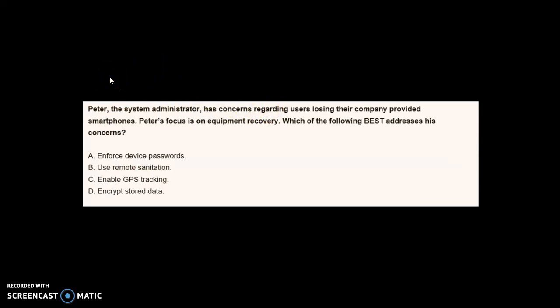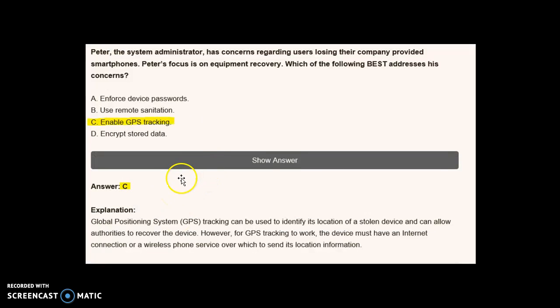Peter, the system administrator, has concerns regarding users losing their company-provided smartphones. Peter's focus is on equipment recovery. Which of the following best addresses his concerns? The answer is C, enable GPS tracking.